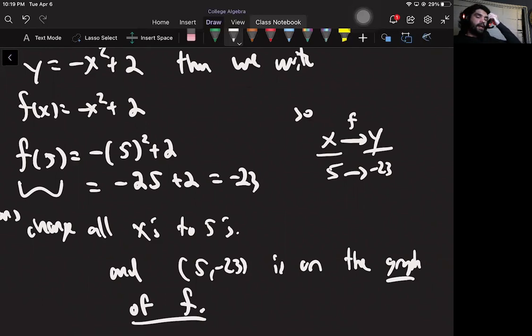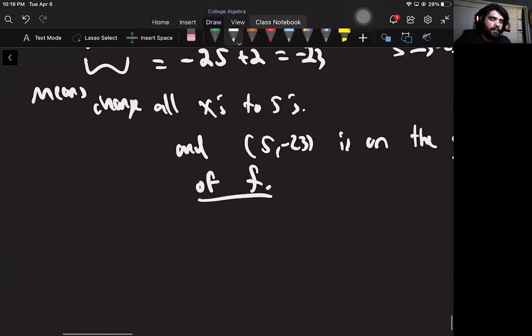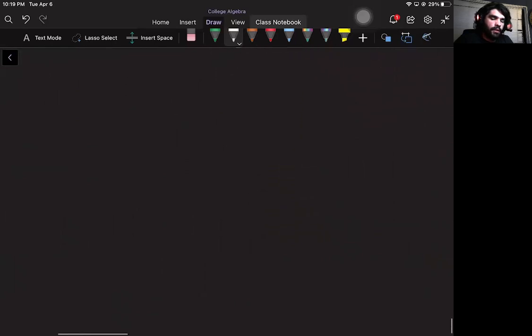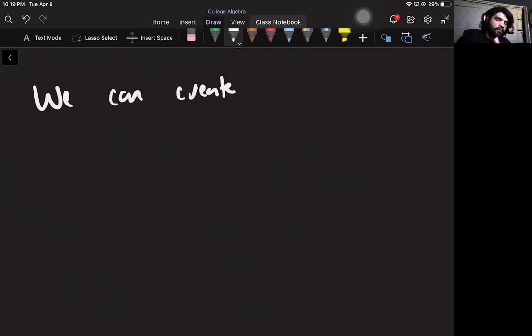Okay, so the main aspect of this lesson is really just getting familiar with this function notation. So it took a long way to get there, but this is really the goal of today. So what we can do is we can create functions without ever mentioning equations now.